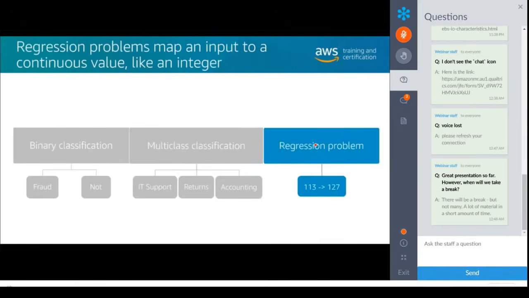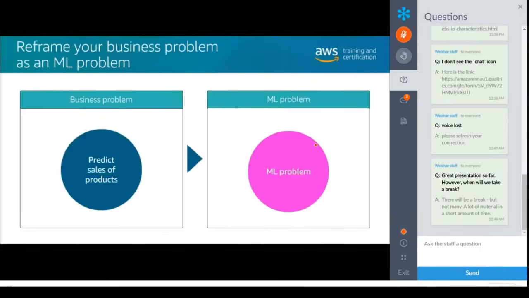So what will be the value of this house given these inputs? Given the number of bedrooms, given the number of toilets, given all that stuff, the features that we feed in, give me a prediction of a number. Don't just tell me yes or no, tell me, like what is the value of this house, right? So that's a regression. So reframe your business problem into an ML problem.